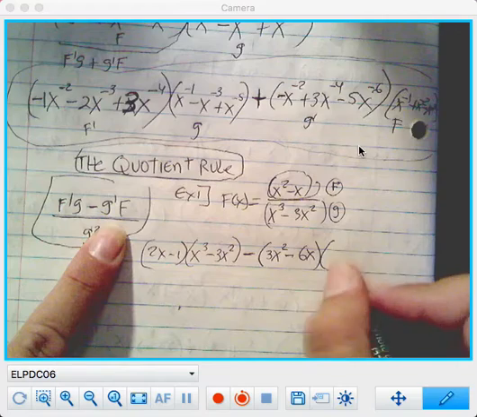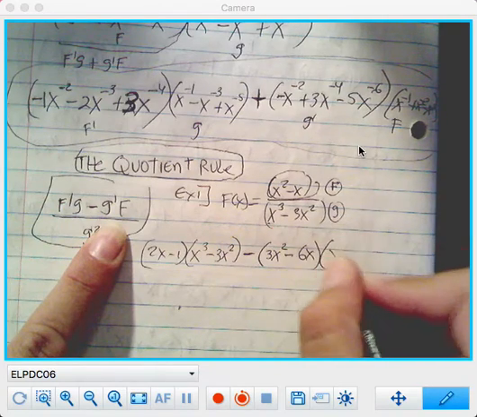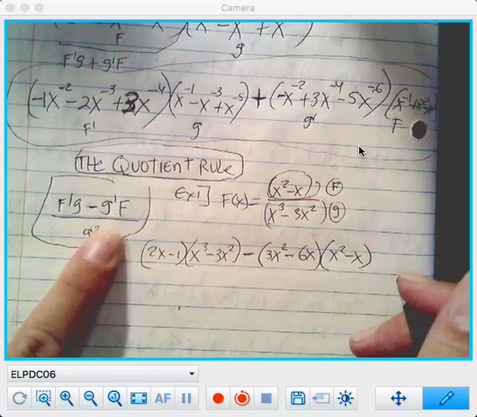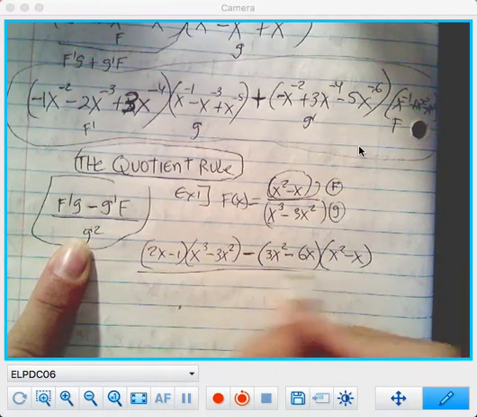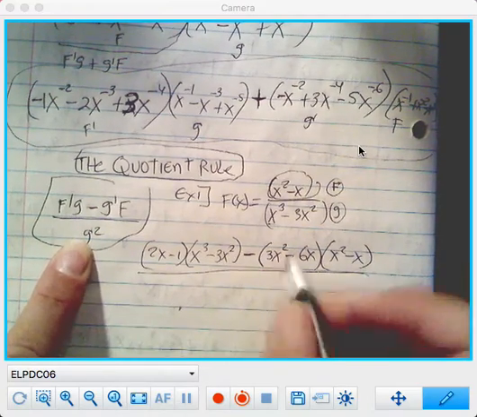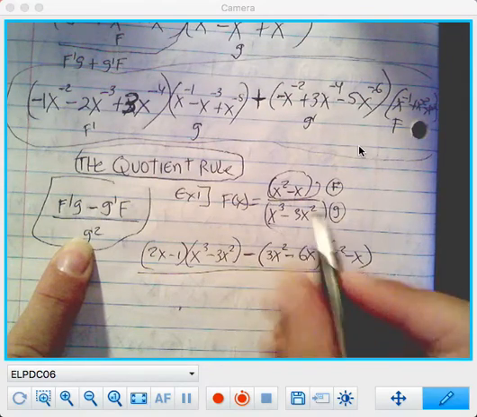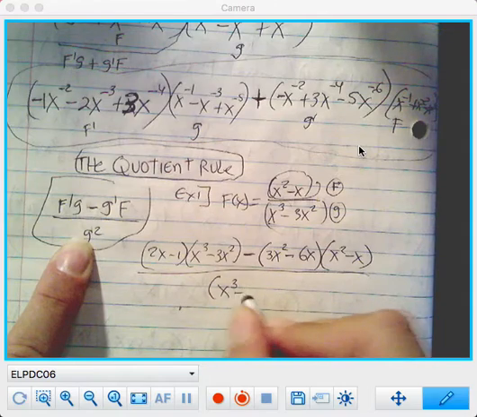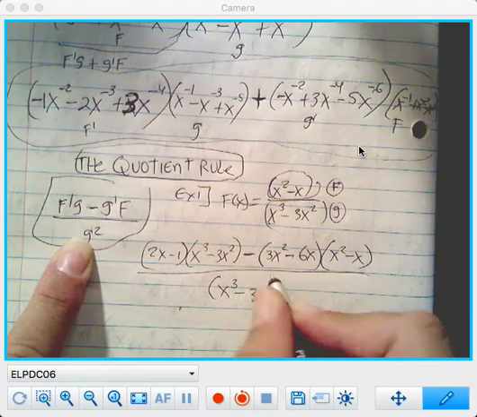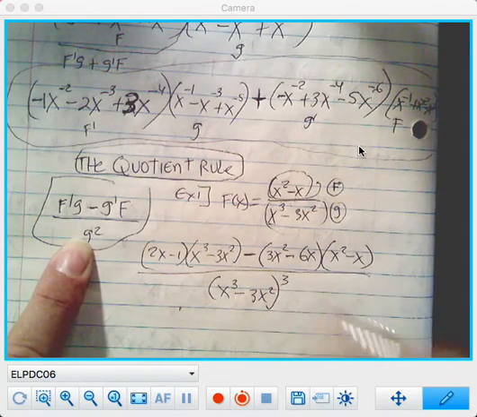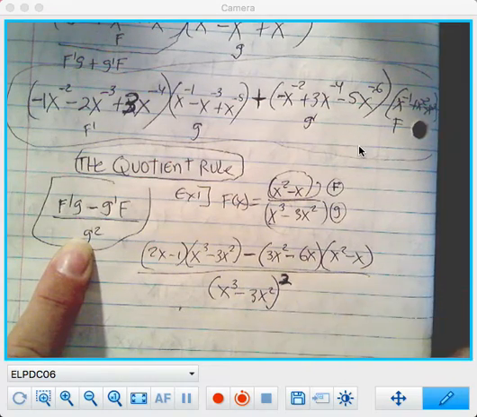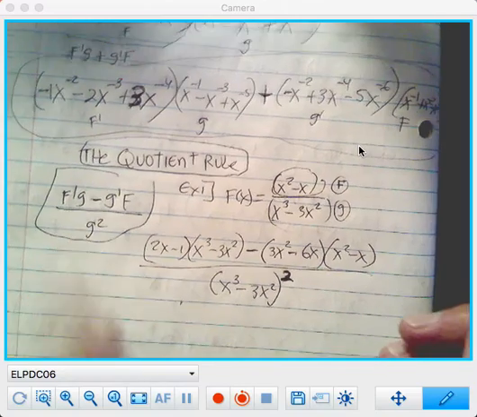What's next? F. What is f? This one. X squared minus x. Are we missing something? Yeah, the denominator. Denominator will be g squared. Well, it's this thing and then you square it. So you just leave it like this. So x cubed minus 3x squared and then quantity squared.